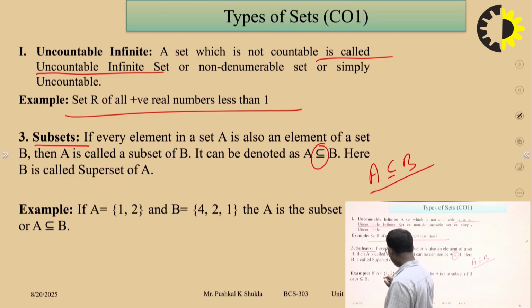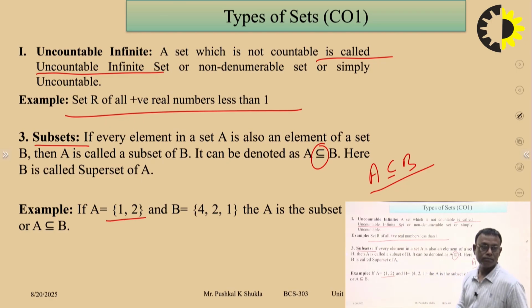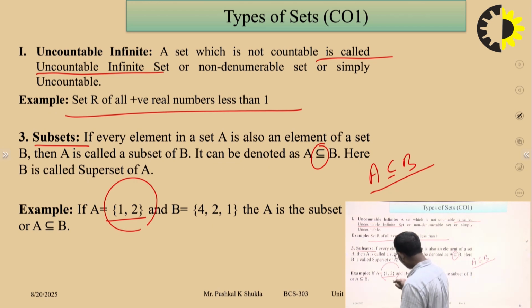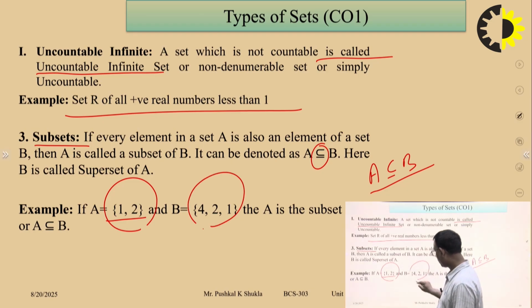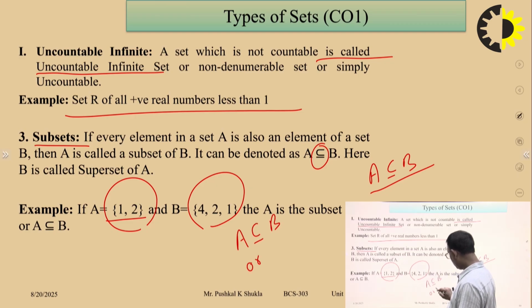For example, A equal to {1, 2} and B equal to {4, 2, 1}. So every element of set A is in set B. So we can say A is a subset of B. We can also write B is a superset of A.